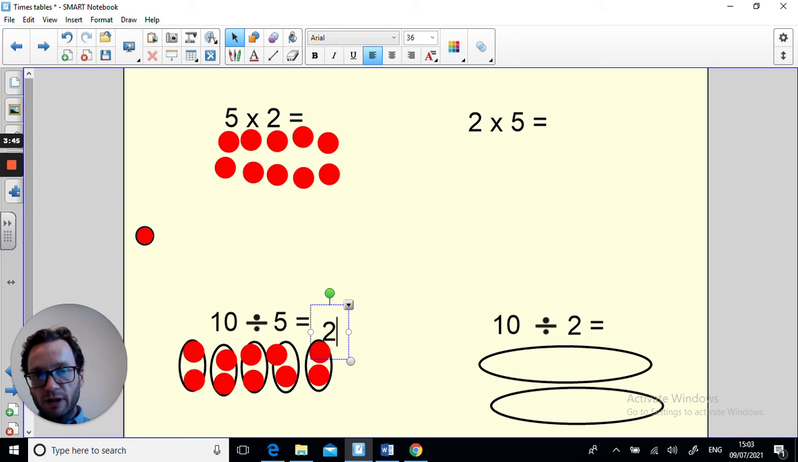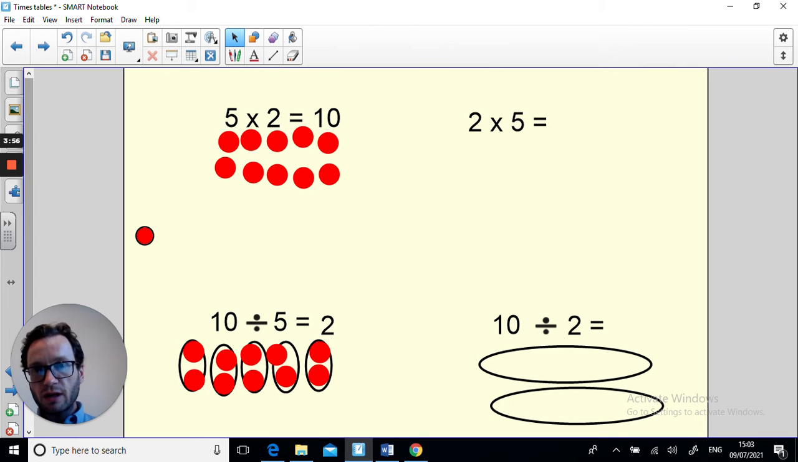Okay, let me just pop the answer in for you there, and I'll put the answer on the top one. 5 times 2 is 10. Now you can see that there's a real close link in the pattern. You've got 5 times 2 is 10. 10 divided by 5 is 2. It's the same numbers. And if you look at the pictures, the picture is kind of the same thing. They're very closely linked.